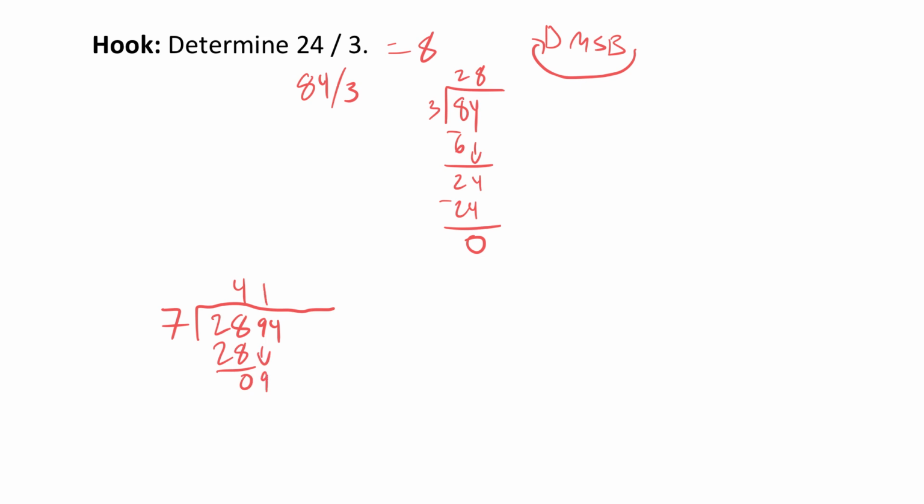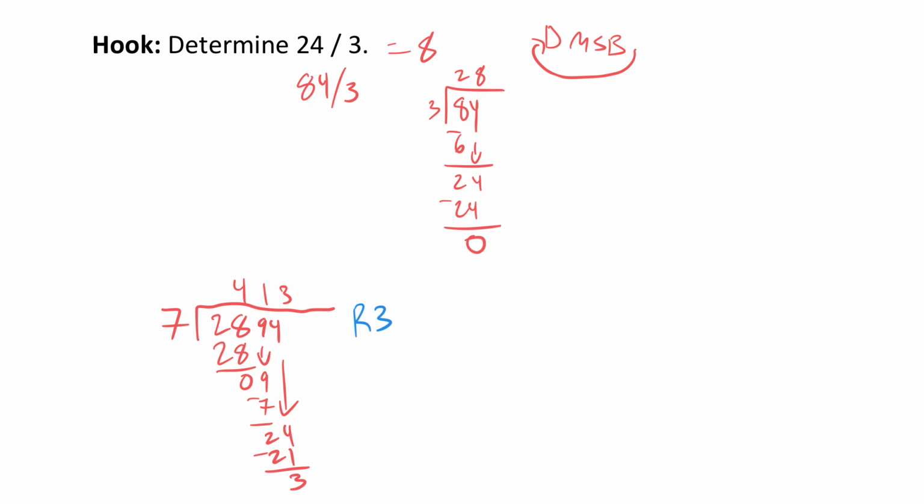7 goes into 9 one time. 7 times 1 is 7. That gives us 2. 7 goes into 24 3 times. Oh, but this is going to give us 3. And if you notice, there's nothing left over here to bring down. So because we're out of numbers, this final 3 is going to be our remainder. So we can write remainder 3.